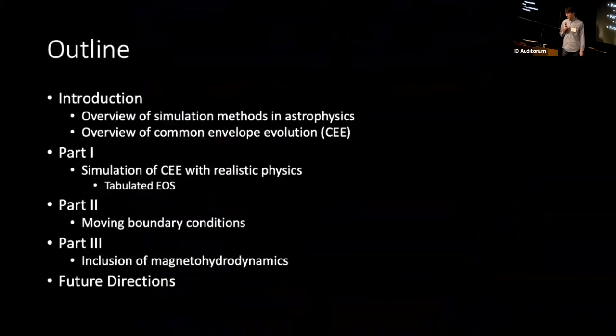Since this is the code portion, I'm going to talk about some of the functionality that we've been adding to the code. I'll start with an overview of some of the simulation methods that are common in astrophysics and talk about common envelope evolution, which is the arena that I've been using to implement some of these new functionalities into the code. I'll start off talking about the inclusion of a tabulated equation of state, then moving boundary conditions, and finish up with MHD.